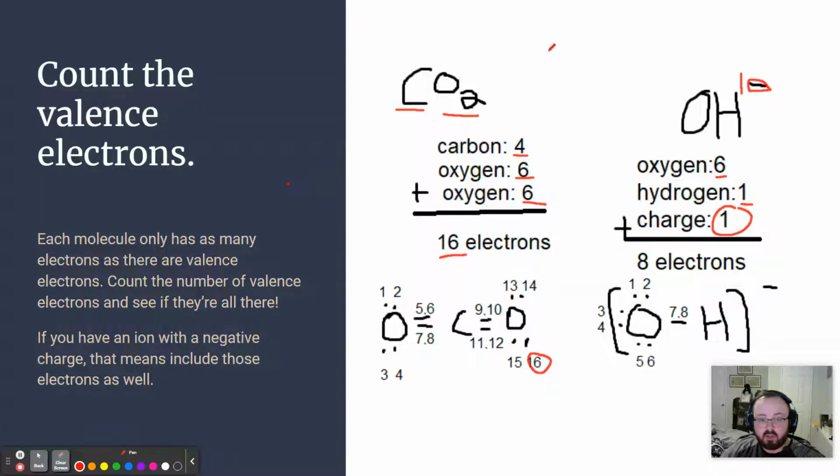And I'll just show this. If we were going to do the sulfate ion like this, we'd count this up the same. So sulfur has 6, oxygen has 6, and there's 4 of them, so we have to multiply that by 4.